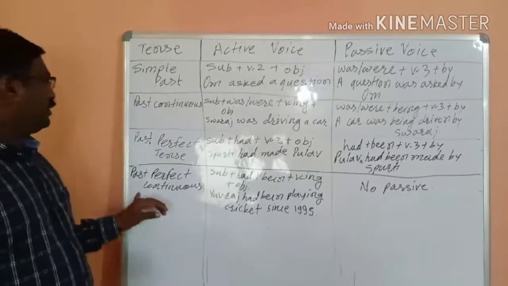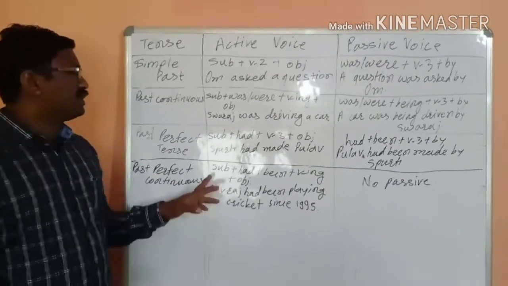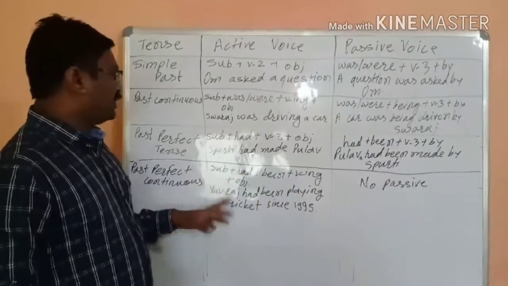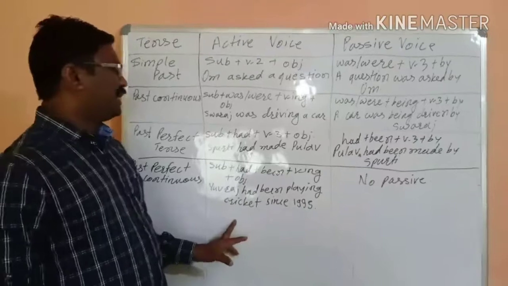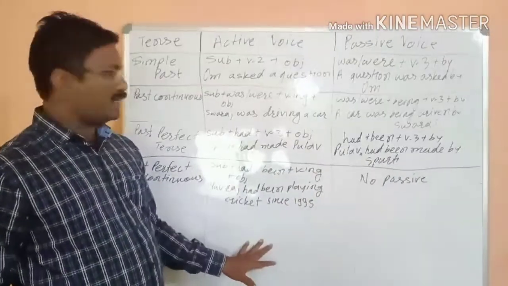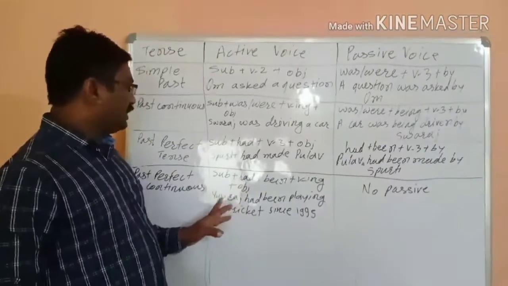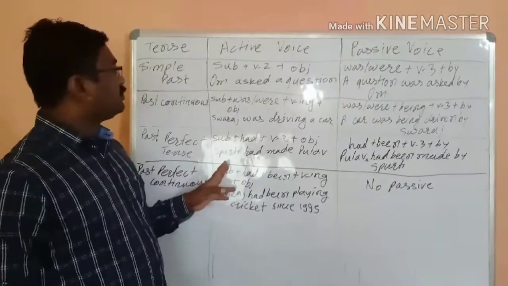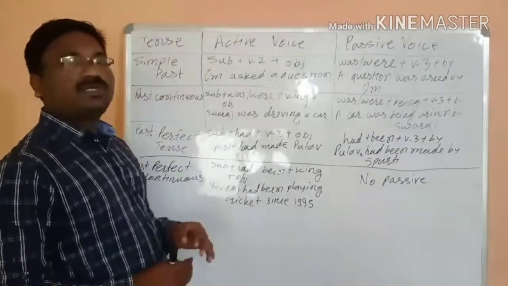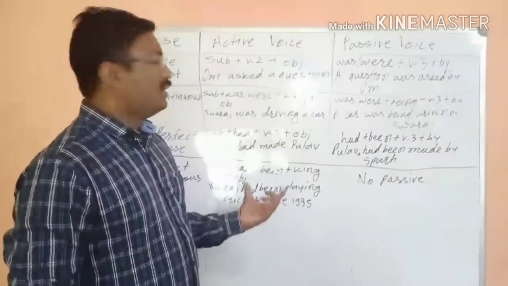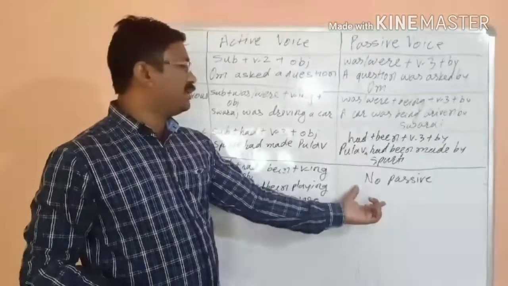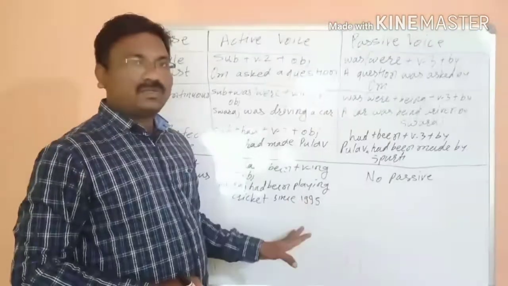The last one, past perfect continuous tense. Subject plus had plus been plus verb ing plus object. Yuvraj had been playing cricket since 1995. Now he is not playing cricket. So just see here in this sentence we can't change passive voice. Already I told you, whichever the perfect continuous tenses are there, we can't change them into passive voice. Is that clear to you?